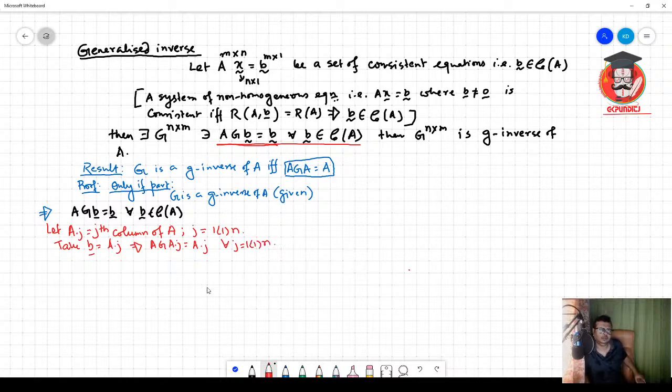This is possible because b tilde is any vector of the column space of A, so we can take any vector in the column space. That means you can also take the columns of A. So this thing holds.